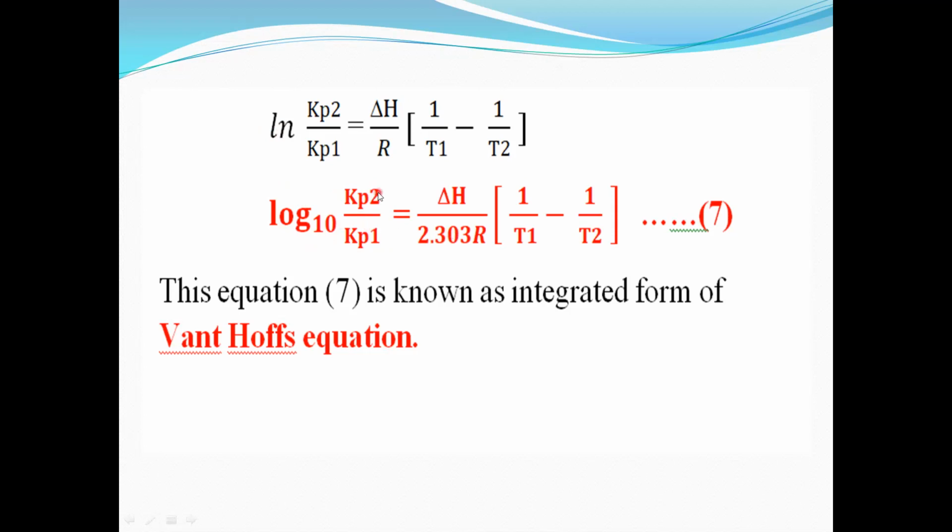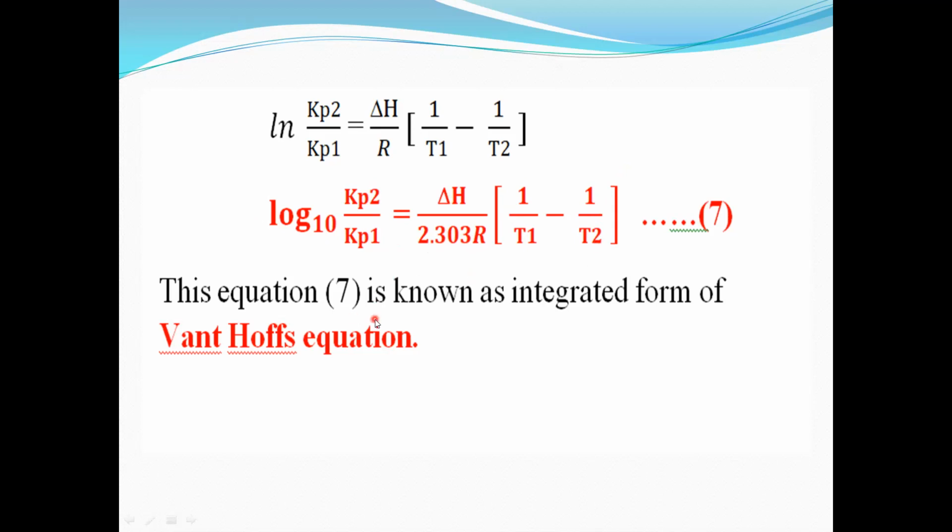That is, log of kp2 upon kp1 to the base 10 is equal to delta h upon 2.303. Because 2.303 stays with the log, in the cross multiplication it goes to the denominator on the right hand side. So delta h upon 2.303 r in bracket 1 upon t1 minus 1 upon t2. So this is the final equation: log of kp2 upon kp1 to the base 10 is equal to delta h upon 2.303 r in bracket 1 upon t1 minus 1 upon t2.